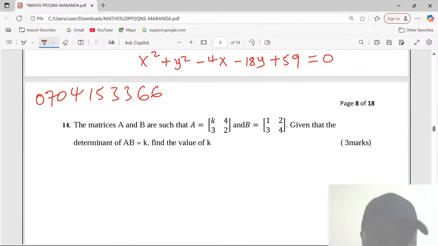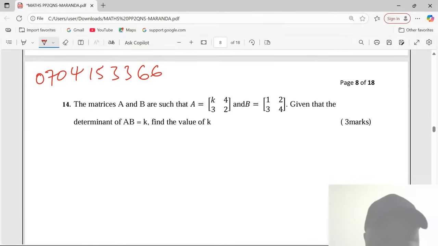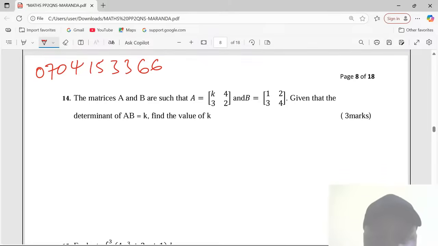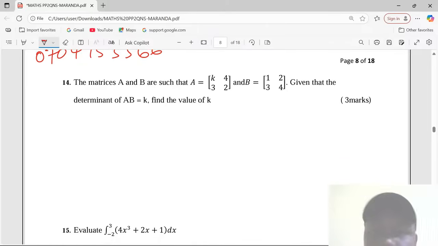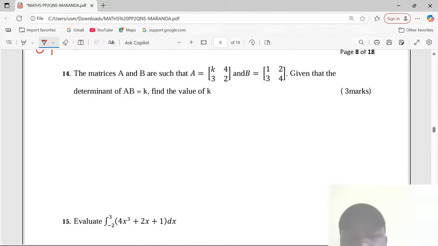Number 14. The matrices A and B are such that A equals K 4 3 2 and B equals 1 2 3 4. Given that the determinant of AB, the product of A and B, equals K, find the value of K.